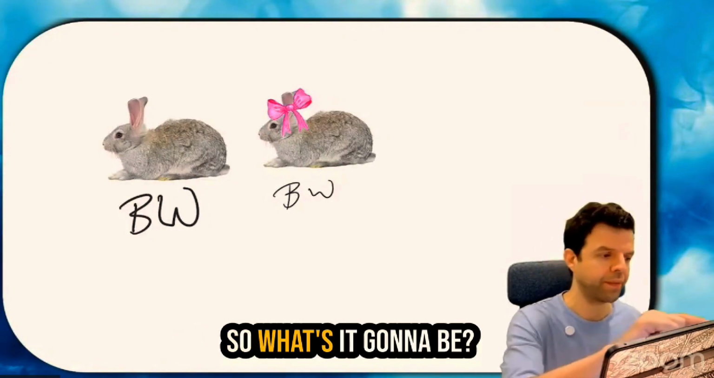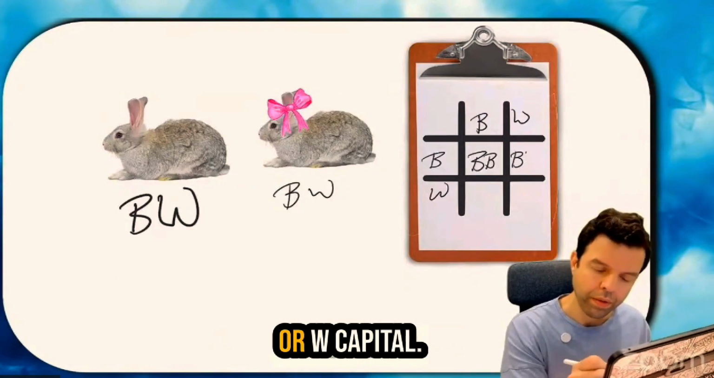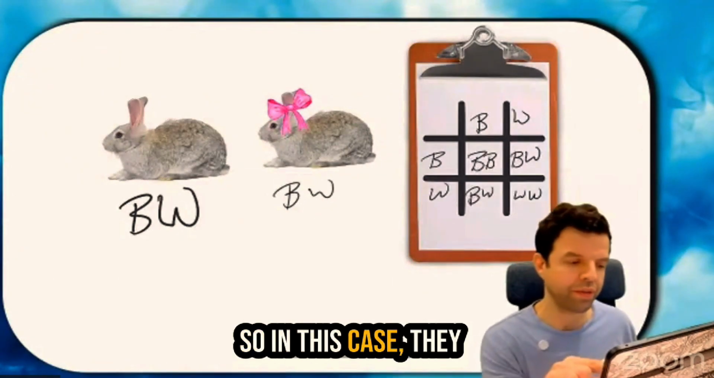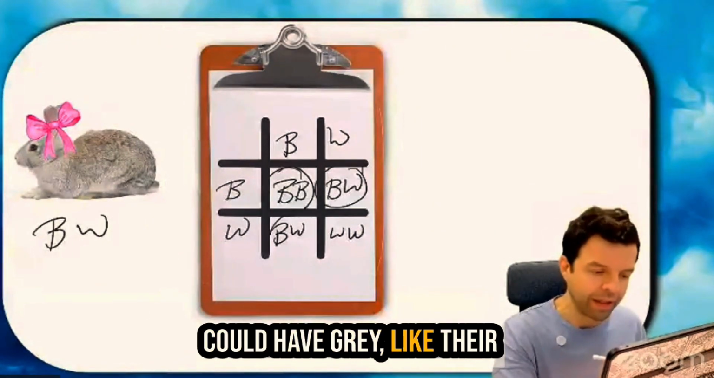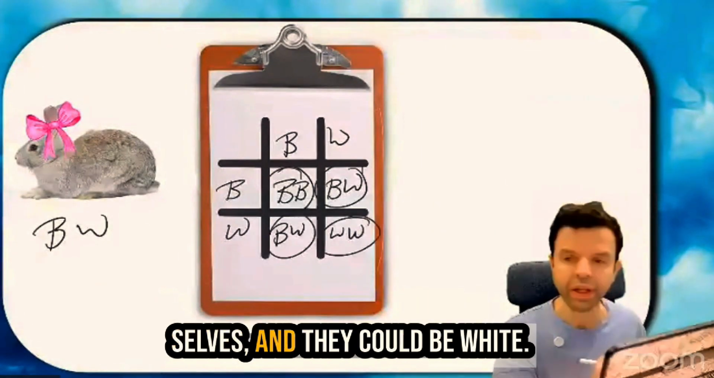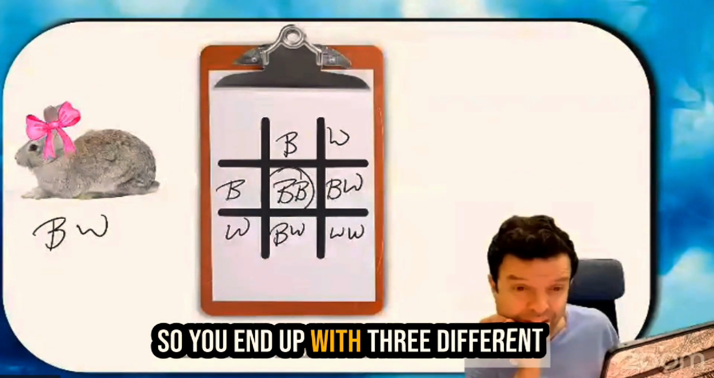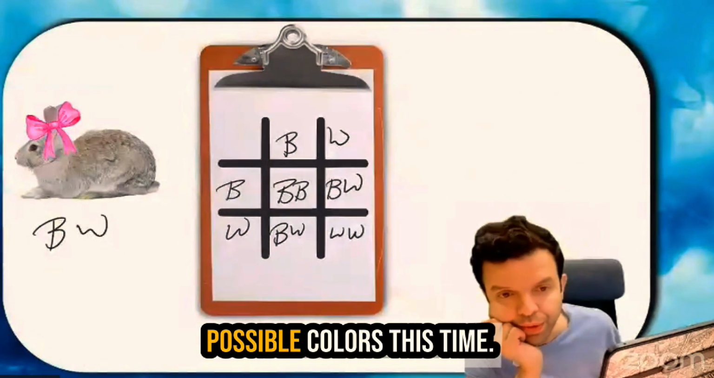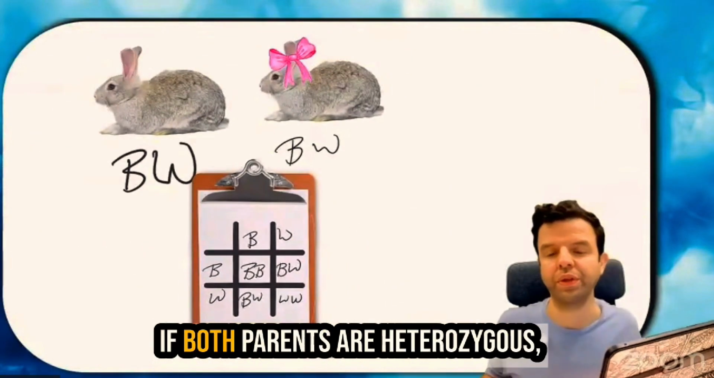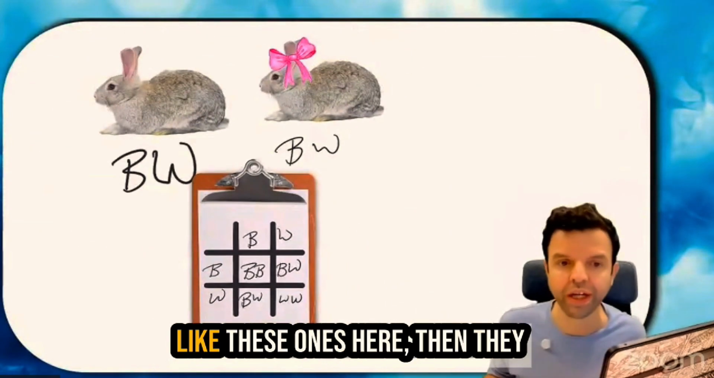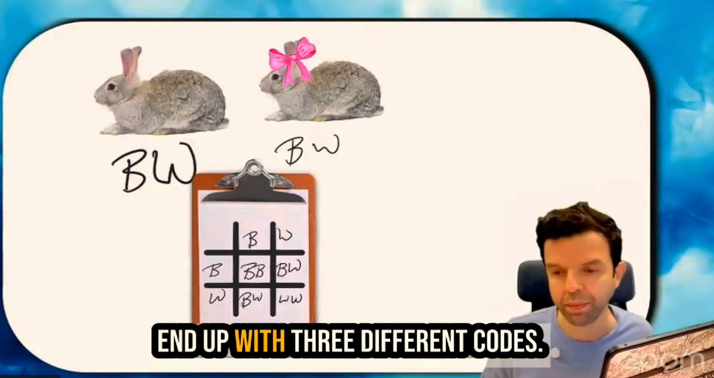Jenna, can you try? So what's it going to be? They may either be B or the W capital. So in this case, they could have what? They could have black, they could have gray, like themselves, and they could be white. So you can end up with 3 different possible colors this time. And that's always the case with codominance. If both parents are heterozygous like these ones here, then they end up with 3 different colors.